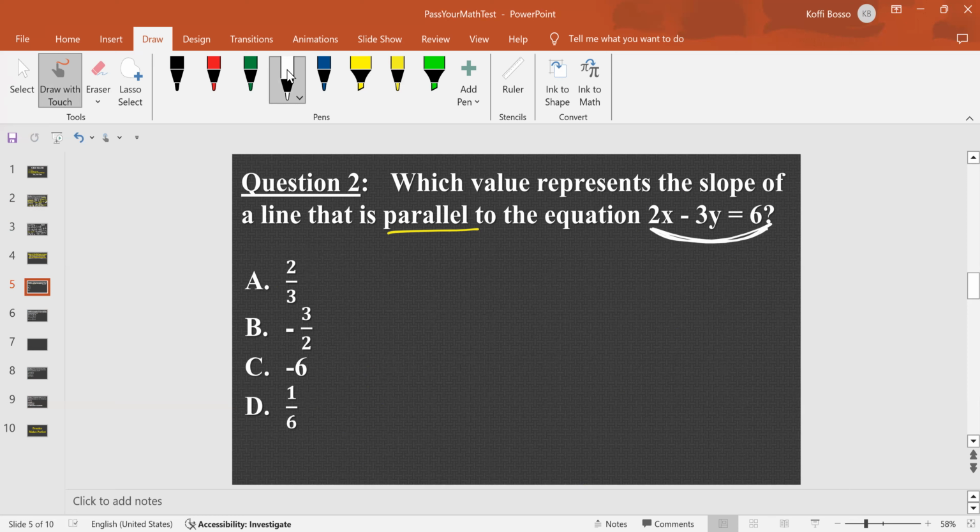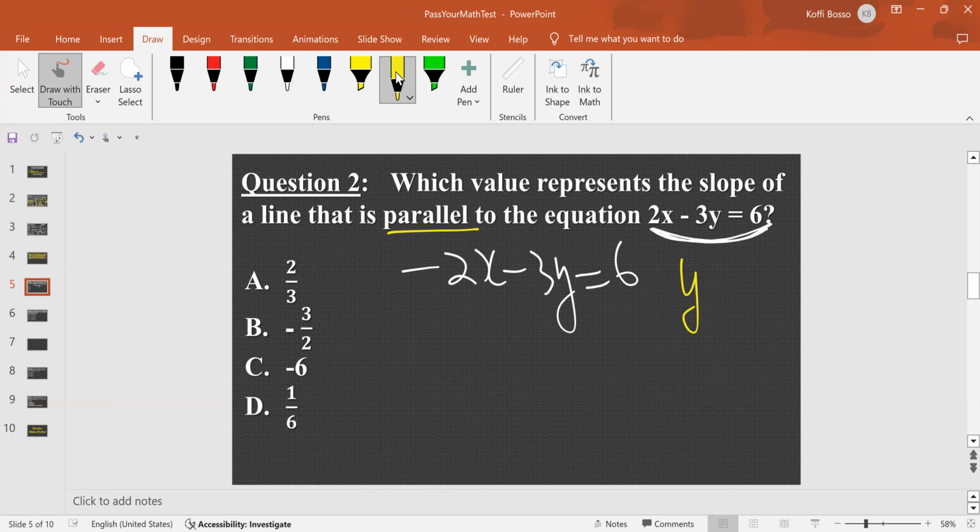Okay, we have 2x minus 3y is equal to 6. To find the slope, we need the form y equals mx plus b. We don't have that form yet. That form means you have to solve for y. You have to get y alone. Now here is a 2x, so it's not a negative 2x. Let's make this correction, okay? So we're going to subtract 2x on both sides.